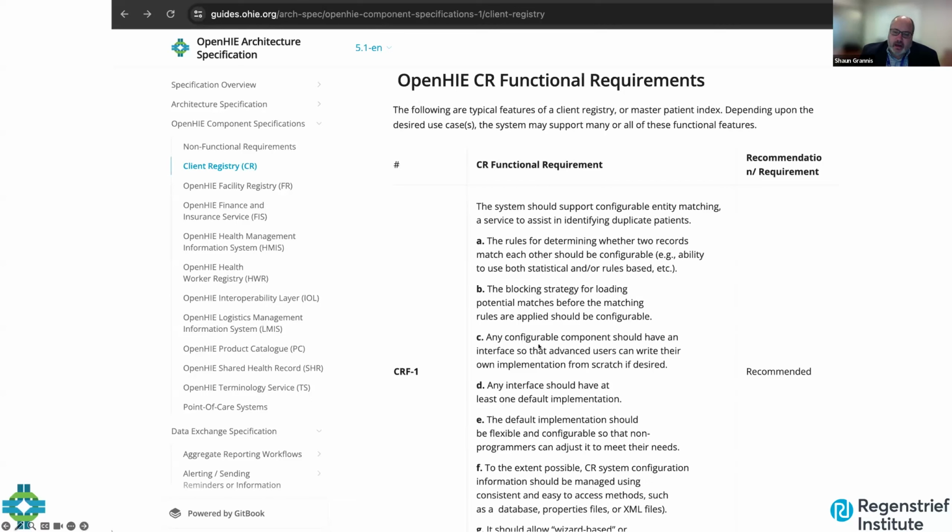And we expect that the component should have an interface so that additional extensions to that functionality may be implementable. There should be default implementations, etc. So these, again, there's many here to talk about, but I would encourage you, again, I hope that that website, guides.ohie.org, is a great place for reference and diving into more of the details.